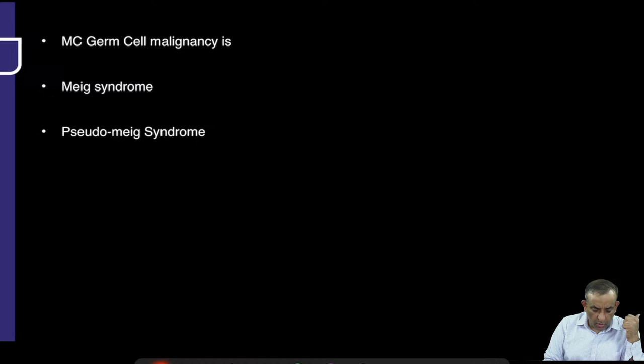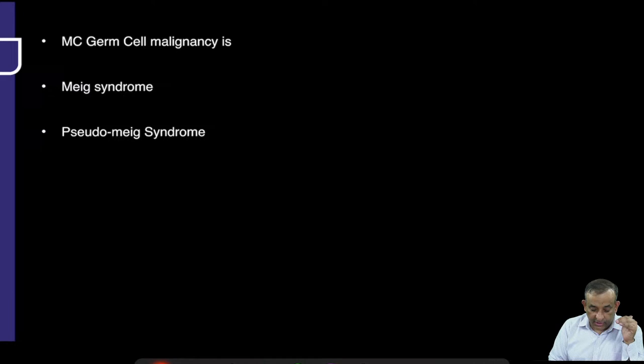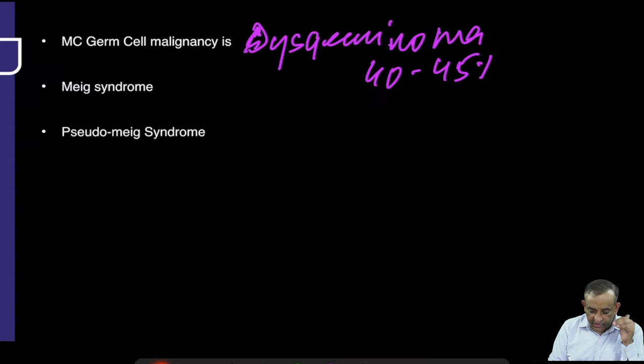Now, most common germ cell malignancy. Wait a minute. Most common ovarian tumor, epithelial type, serous. Most common ovarian tumor is the serous cystadenoma. Most common germ cell tumor, teratoma. Which is the most common teratoma? Benign teratoma, known as the dermoid. Now, which is the most common germ cell malignancy? Different question. Now, out of germ cell tumors, the most common germ cell malignancy is the dysgerminoma. It is 40 to 45% of all germ cell malignancies.